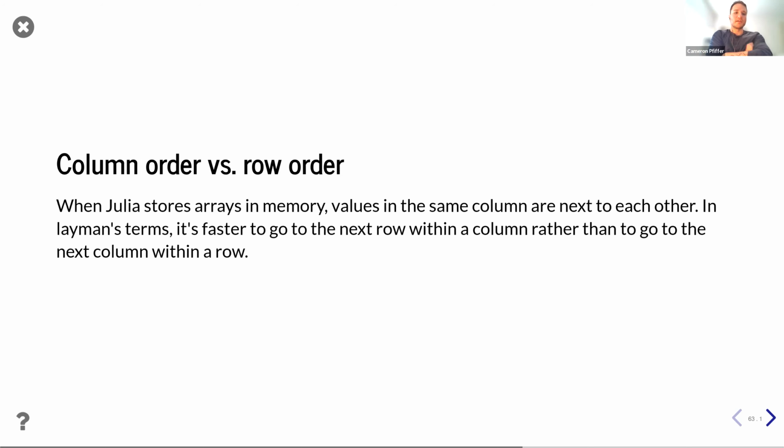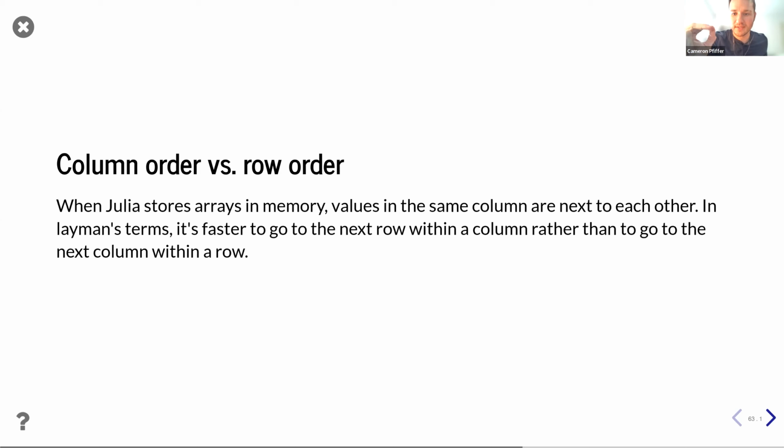So the next part here is a weird one. It's really familiar to people if you come from C or Fortran, or you have a very classical computer science understanding. This is called column order versus row order. When Julia puts arrays in memory, values in the same column are next to each other. You can think of it as taking the columns and stacking them on top of each other. So it's really easy to go to the next row because it's just the next address down.